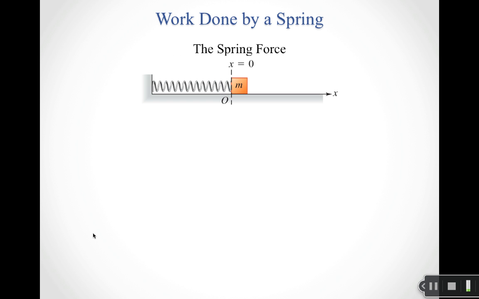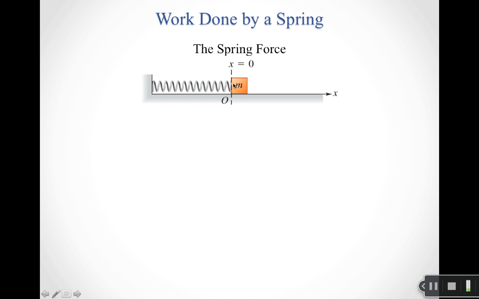So there's one other special force that we'll come back and talk about how much work it does, and that's the spring force. We haven't talked about the spring force yet, so let's introduce it first as a force, and then we'll come back and talk about how much work is done by a spring. So you'll notice I've set up a situation here where I've got a spring attached on one side to a wall, and on the other side I've put some mass.